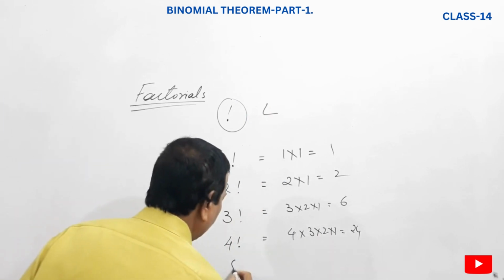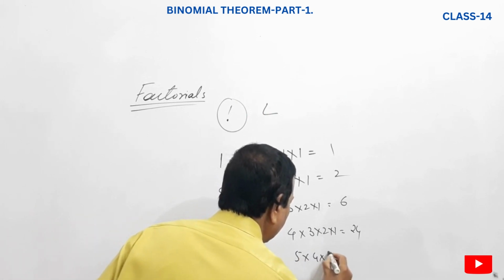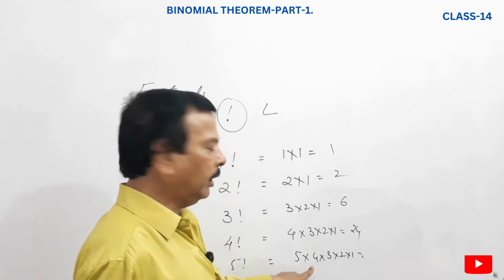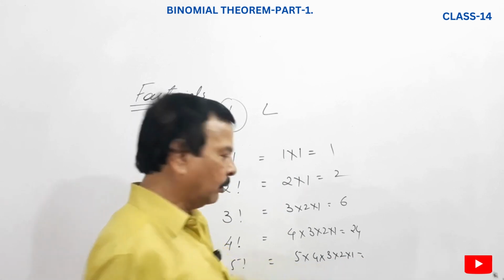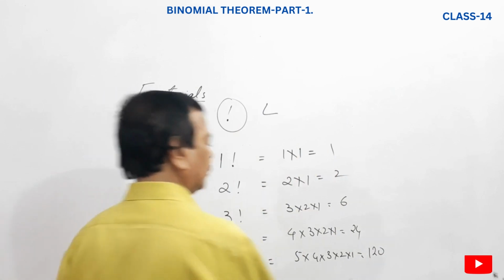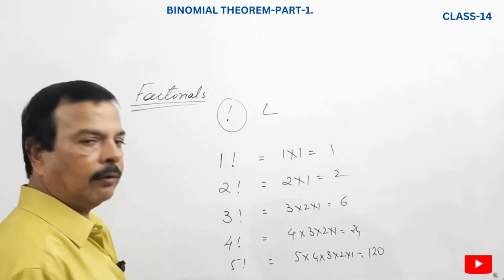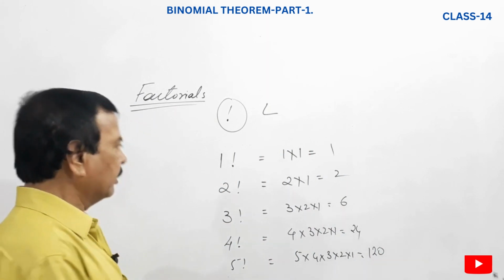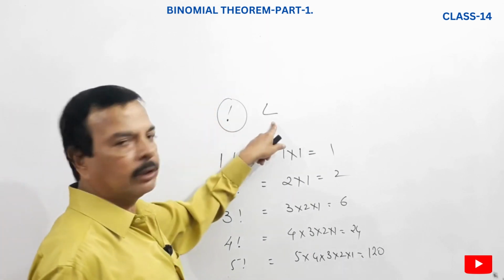So 5 factorial is what? That is 5, 4, 3, 2, 1. This is 5 4s are 20, 20 into 3 is 60, 60 into 2 is 120, and so on. Likewise, 1, 2, 3 factorial, n factorial. So, these are factorials. I can use either this notation or this.